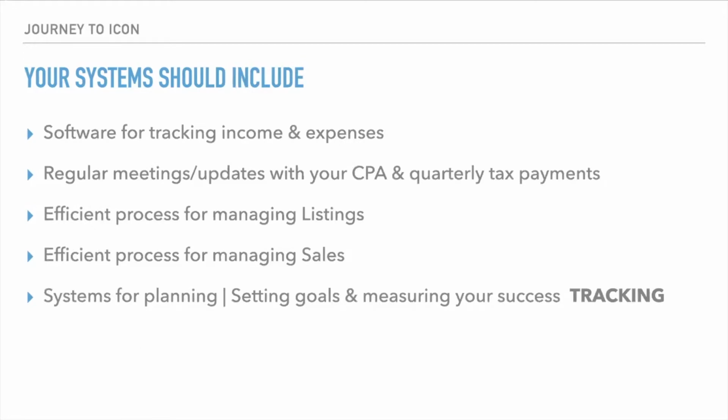Your system should include, at a very minimum, software for tracking your income and expenses, regular meetings and updates with your CPA and quarterly tax payments, if necessary, an efficient process for managing your listings and your sales, and systems for planning. So that's setting goals and measuring your success. There's a lot of tracking here that we have to do.